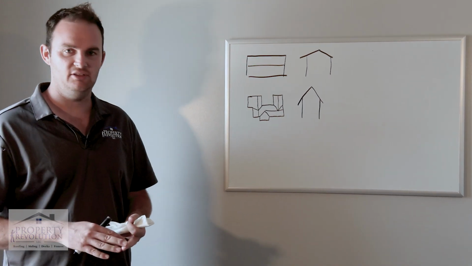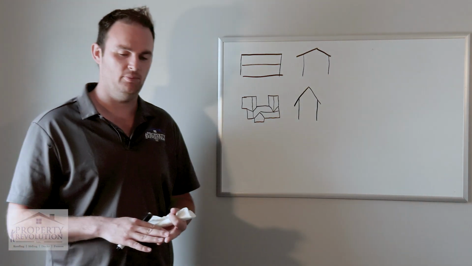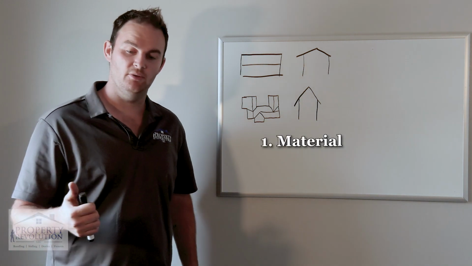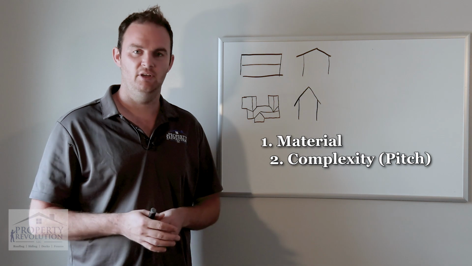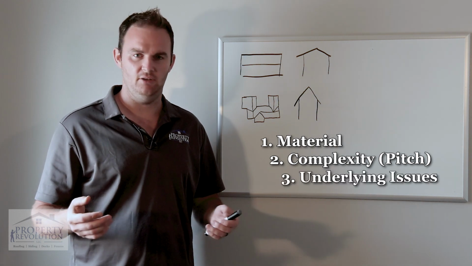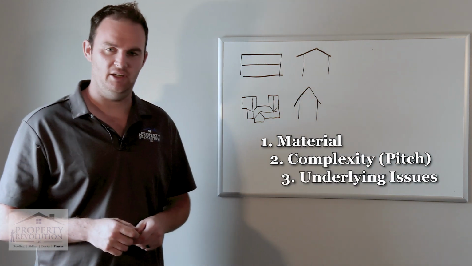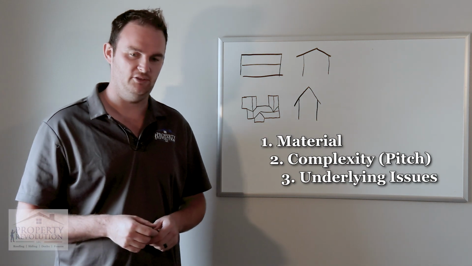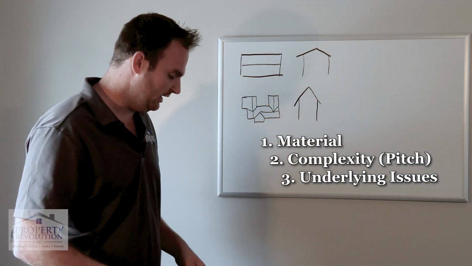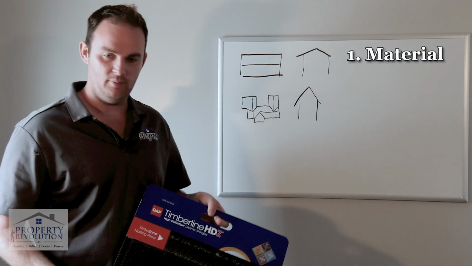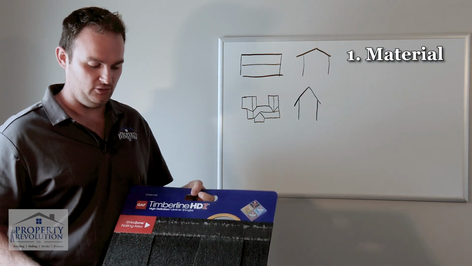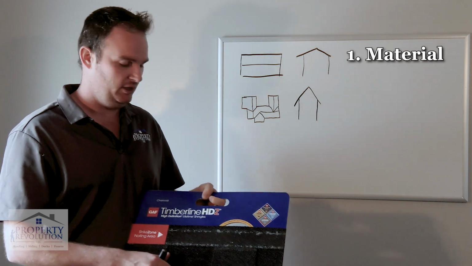So there's three things that can impact the cost of a roof replacement. One is material, the other is the complexity and the pitch of the roof, and the third item is any underlying or additional issues that might need to be addressed along with the roof replacement. So the first part of that is the material. Most of the time when we're talking about roofing, we're talking about replacing the roof with dimensional shingles.